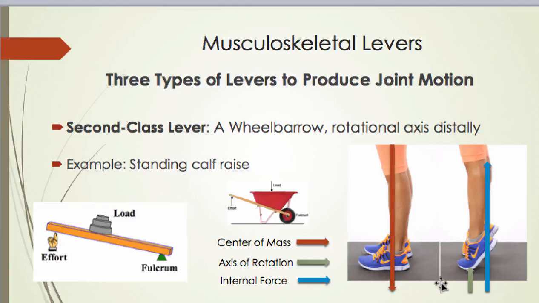So here we have our axis of rotation, which is actually distal to our center of mass. So it doesn't take a lot of force to go up on our toes because the center of mass is between our external force and our axis of rotation. Okay? So that is our second class lever. That's the only one we're going to talk about.